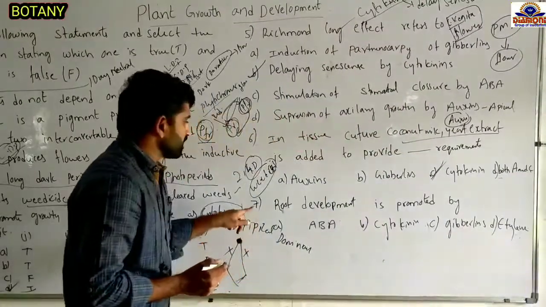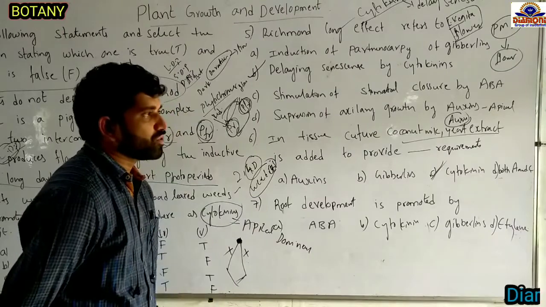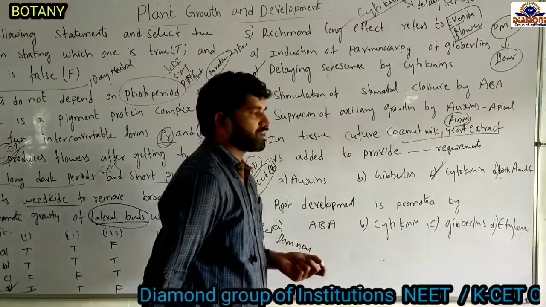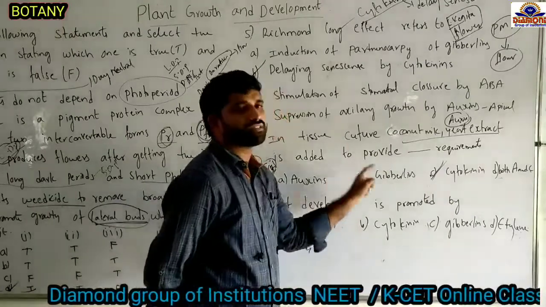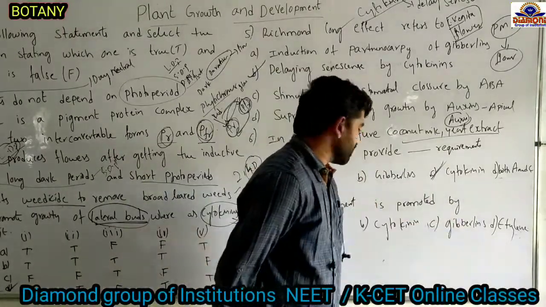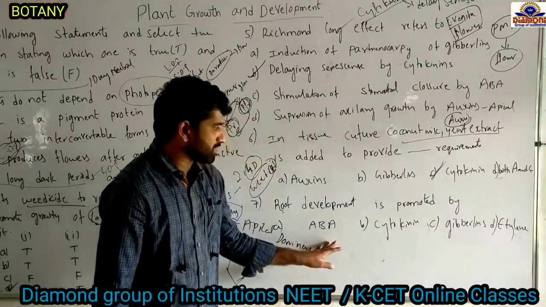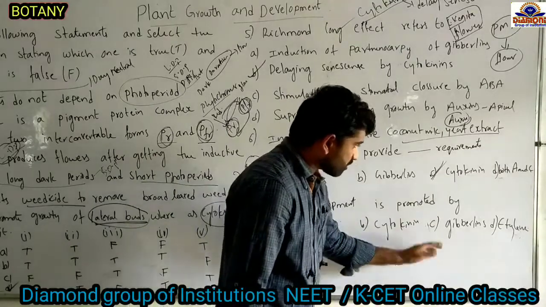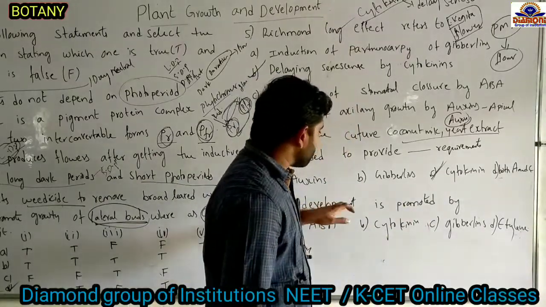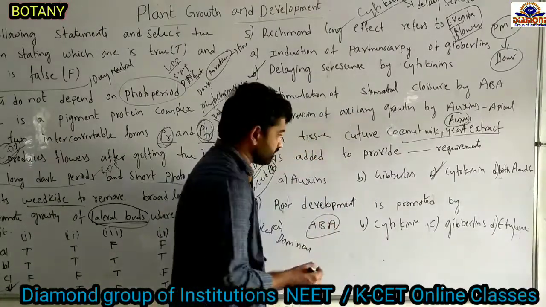And next question: root development is promoted by. You know that in applications of tissue culture, roots are promoted by the presence of auxins. But here, in the given options, auxins are not there. So auxins promote the roots, but the option is not given. Then we have to use the elimination method. Root development by abscisic acid, a plant growth inhibitor?